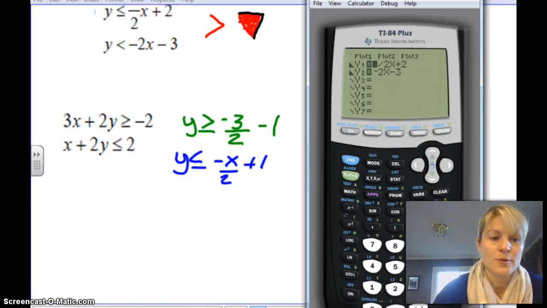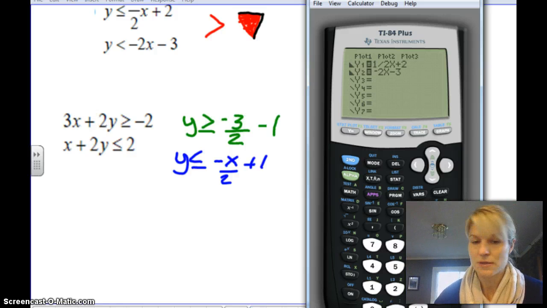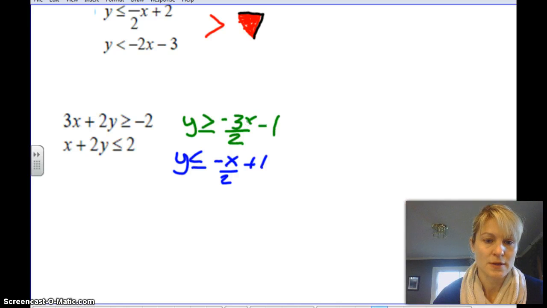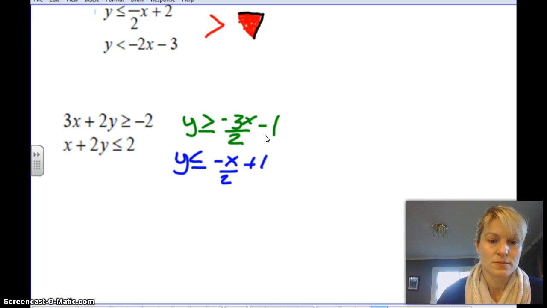Okay, so if you solved correctly, we should have subtracted the 3x. Oops, I'm missing my x. 3x over here, and then we divide by 2. So we get this, and we leave the inequality the same. Remember, we switch that if we have to divide by a negative, but there's no negative there. Here we subtracted the x over and divided by 2 and got this.